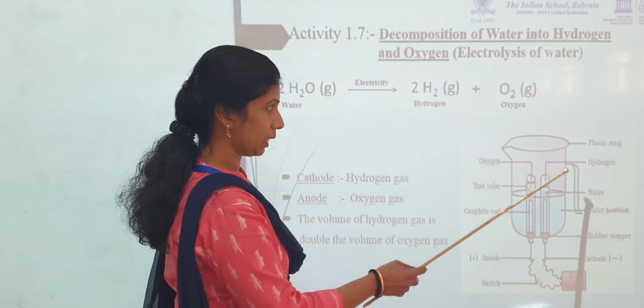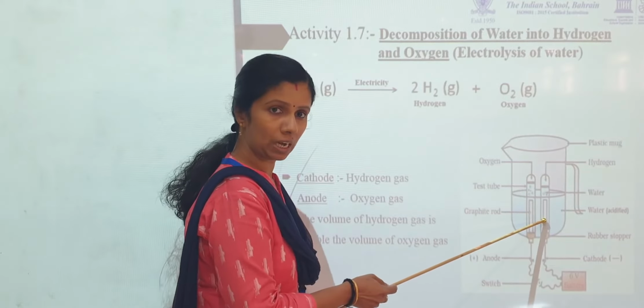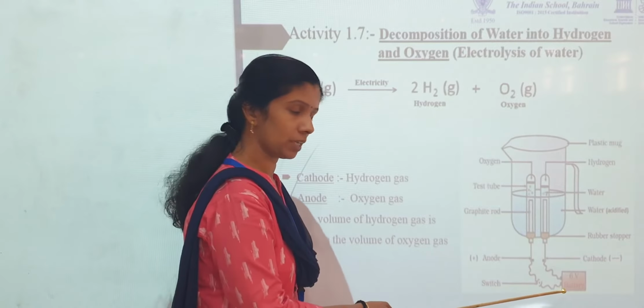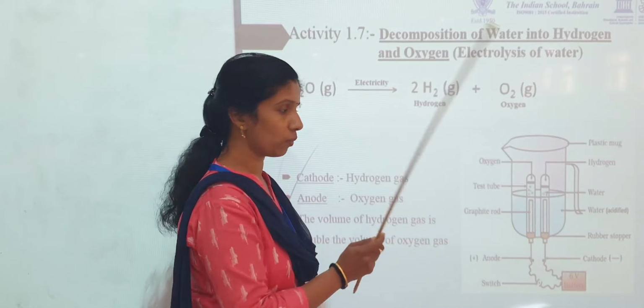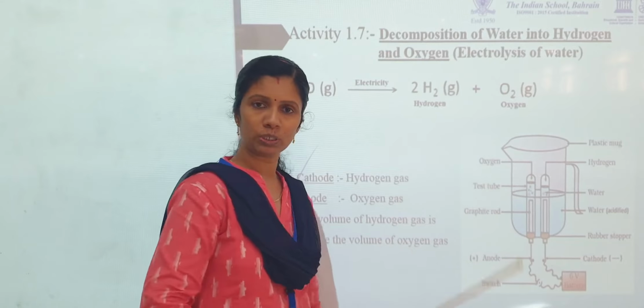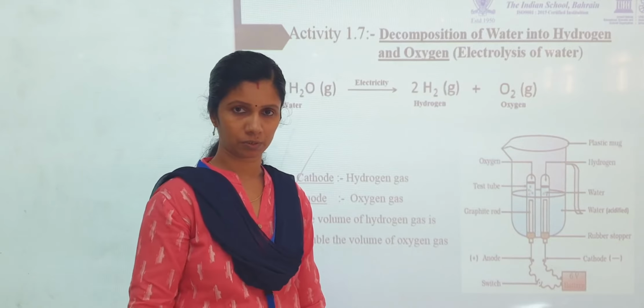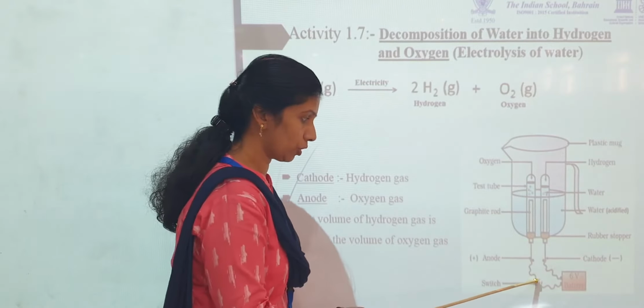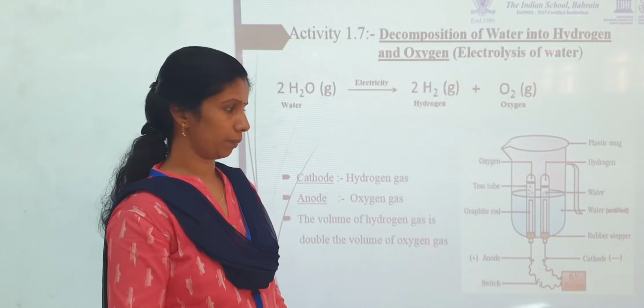Once again I will explain it. You have to take a plastic container, fix 2 carbon electrodes, connect these electrodes to a 6-volt battery, fill the container with acidified water, then take 2 test tubes filled with water and invert them over these electrodes. Now switch on the current and leave the apparatus undisturbed for some time.